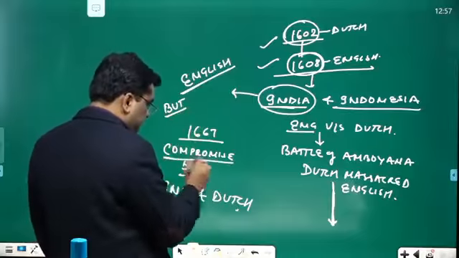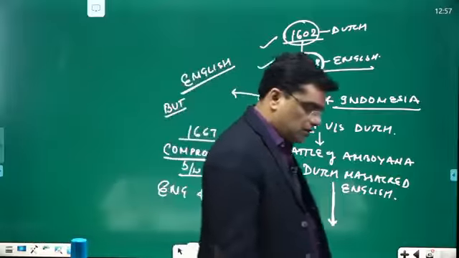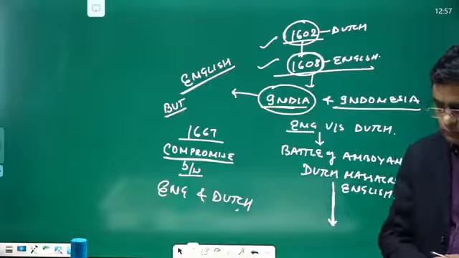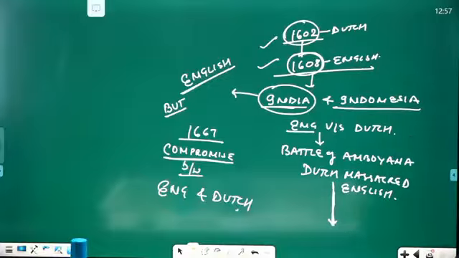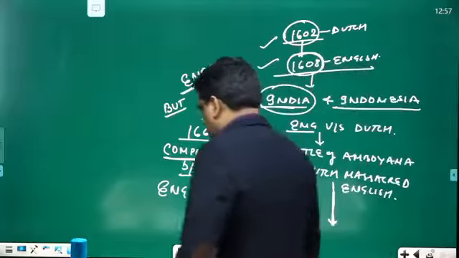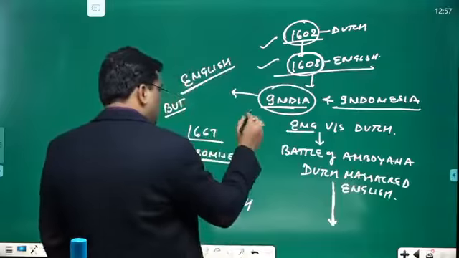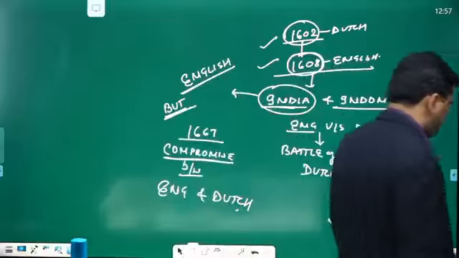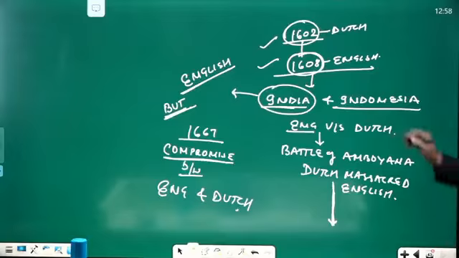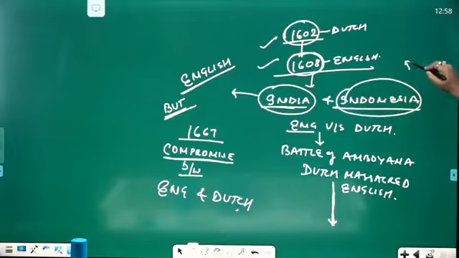What is the compromise? English will take control over India, but Dutch will maintain all its territory in India. And Dutch will take care of Indonesia. English will not be there.